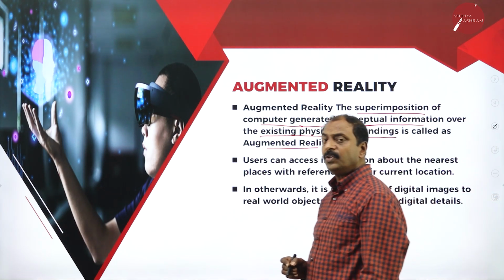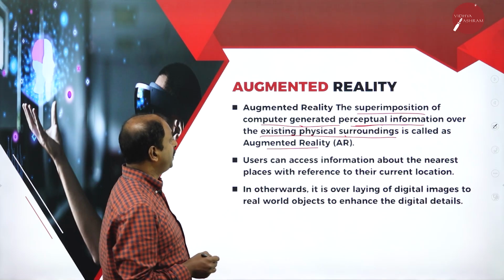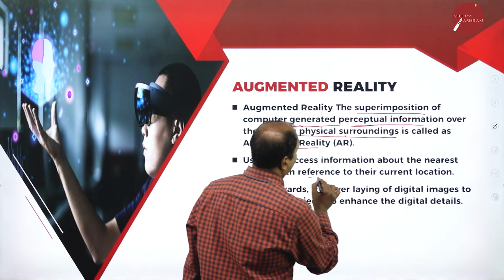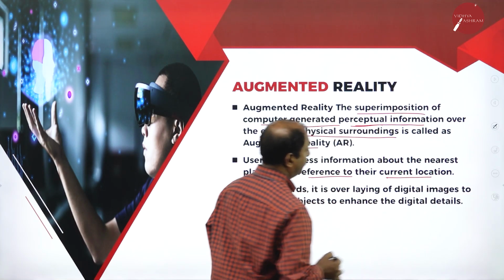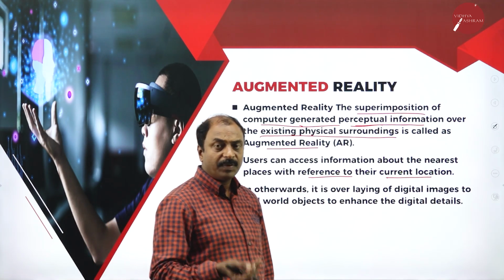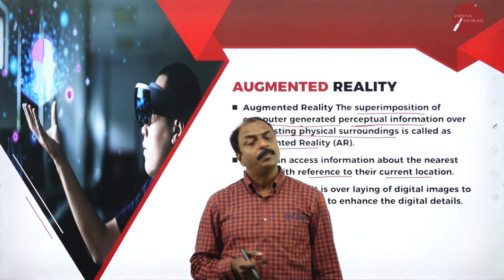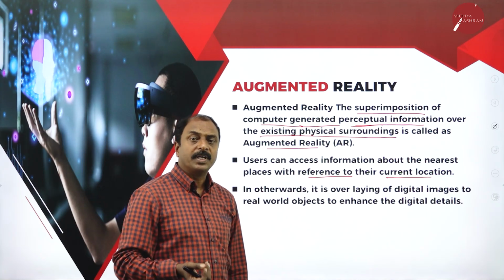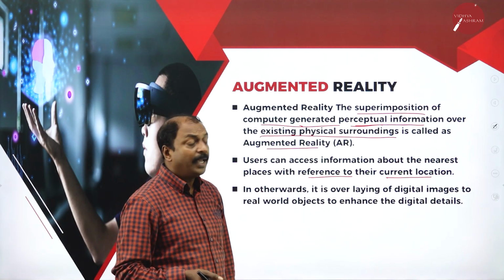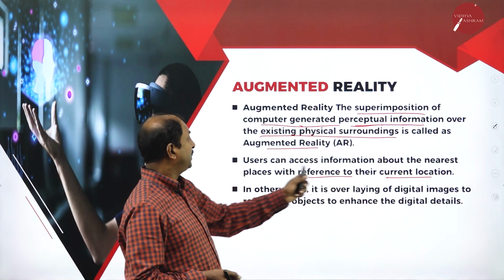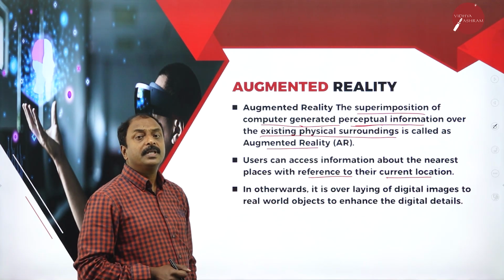It is different from virtual reality. So here the user can access information about the nearest places with reference to the current location. For example, when you are traveling and looking for a particular petrol bunk, you ask a query for a nearby petrol bunk, and it shows the nearby petrol bunks to your current location. That is another application of augmented reality.